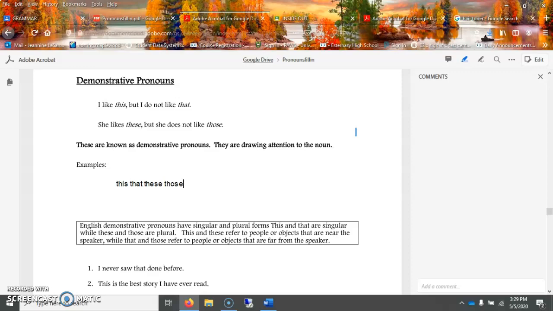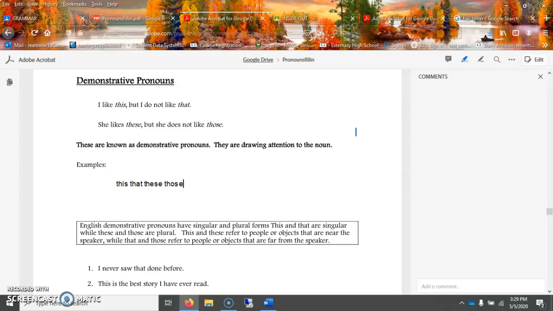Okay, so if I were to say, this paper clip that I'm holding in my hand, and it's close to me. So that's why I would say this paper clip versus that paper clip over on that desk over there, which is further away from me. So that's what we mean when we're talking about these examples.